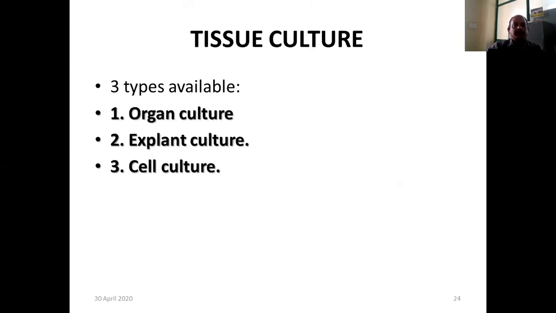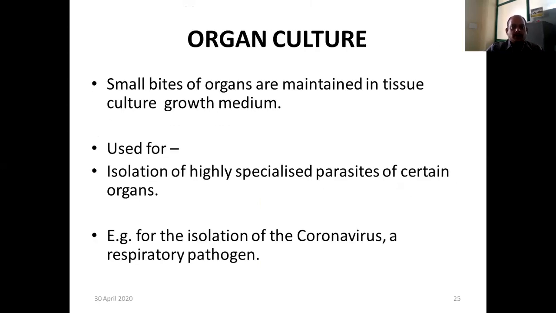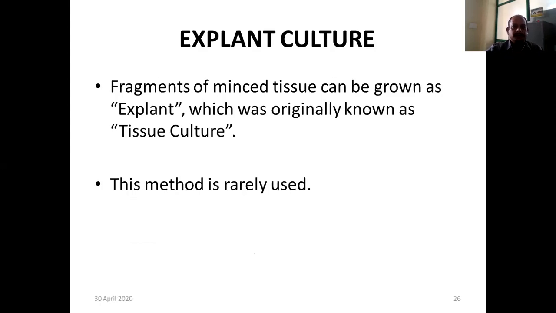Tissue culture, three types are available. First, organ culture. Second, explant culture. Third, cell culture. In organ culture, small bits of organ are maintained in tissue culture growth medium, used for isolation of highly specialized parasites of certain organs, for example, for the isolation of coronavirus, a respiratory pathogen. In explant culture, fragments of tissue can be grown as explants, which was originally known as tissue culture. This method is rarely used.